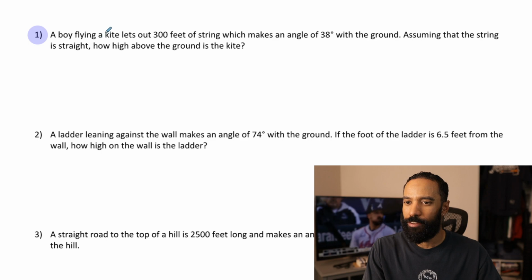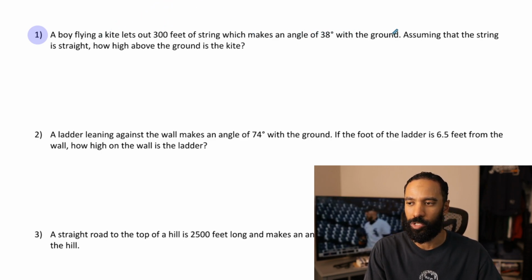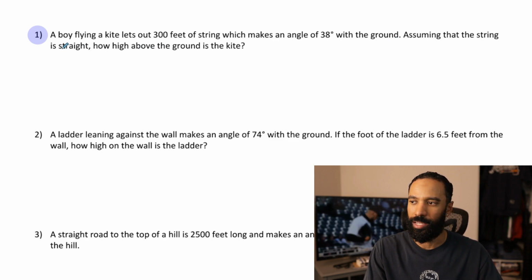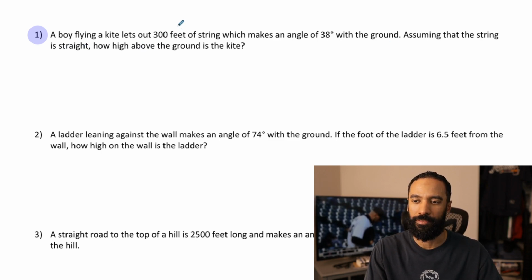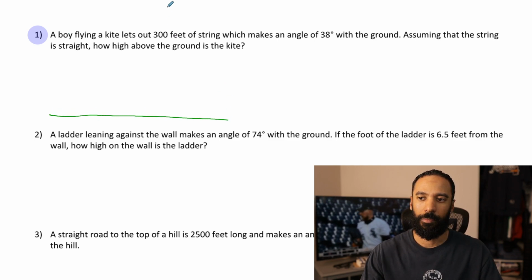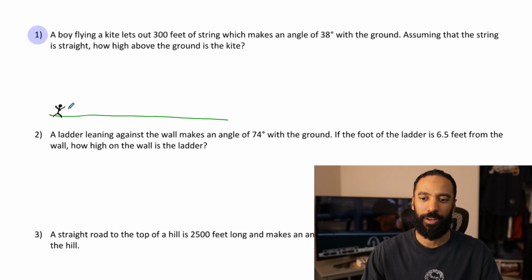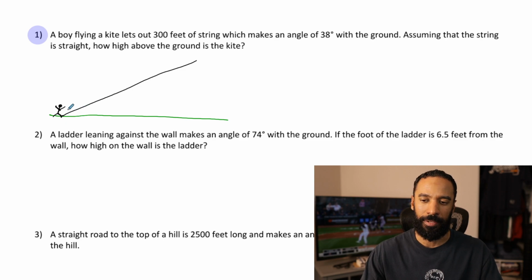Okay, a boy flying a kite lets out 300 feet of string, which makes an angle of 38 degrees with the ground. Assume that the string is straight. How high above the ground is the kite? So we have a few parameters here. We have ground. We have a boy, but the boy's not doing very much here, just kind of hanging out. He's flying a kite. Apparently the kite's kind of on the ground here because they're not talking about the boy holding it like 5 feet above the ground. But he lets out 300 feet of string.